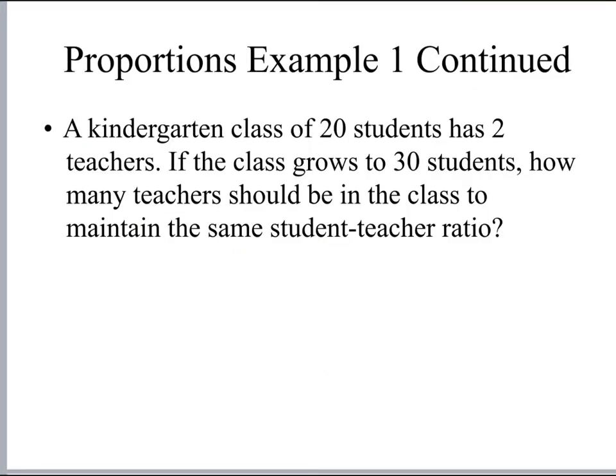So let's take a look back at the kindergarten class example. We already wrote our proportion as 20/2 equals 30/x. And we are looking for how many teachers should be in that class. So if we cross multiply, again, you should do 20 times x and 2 times 30.